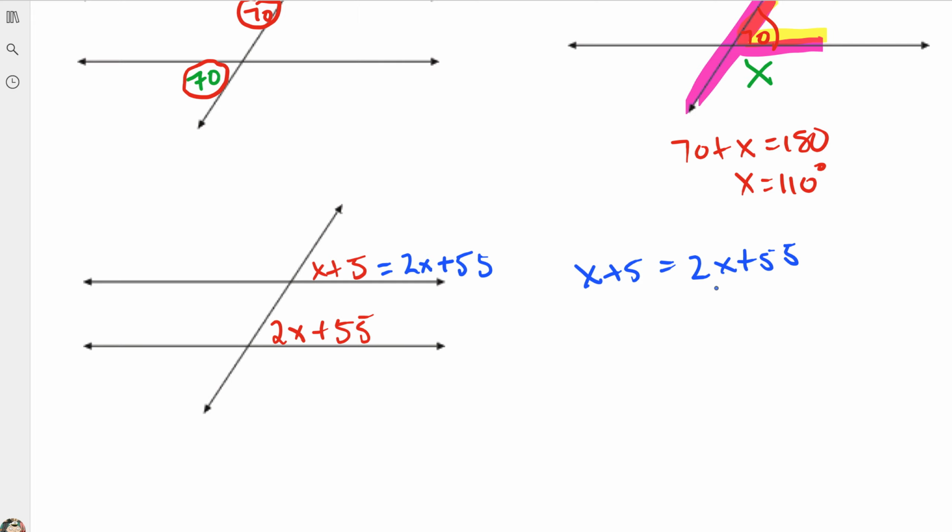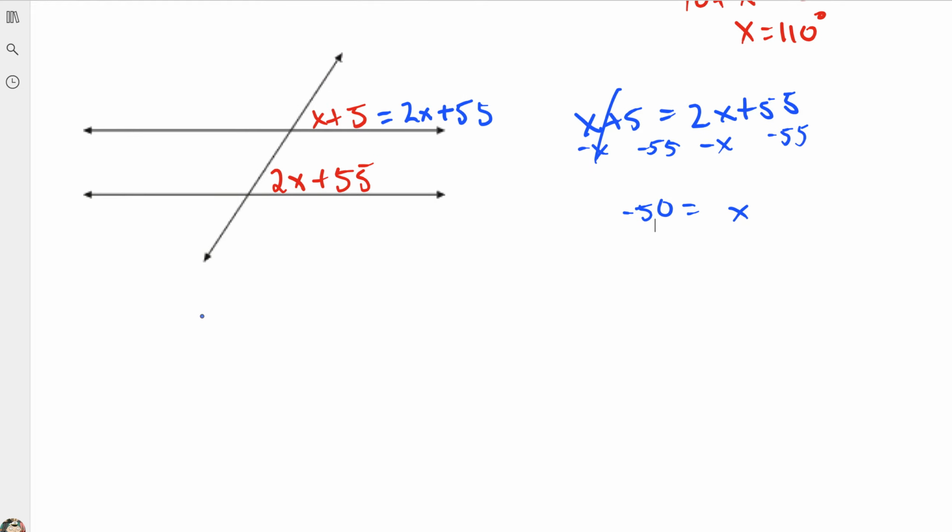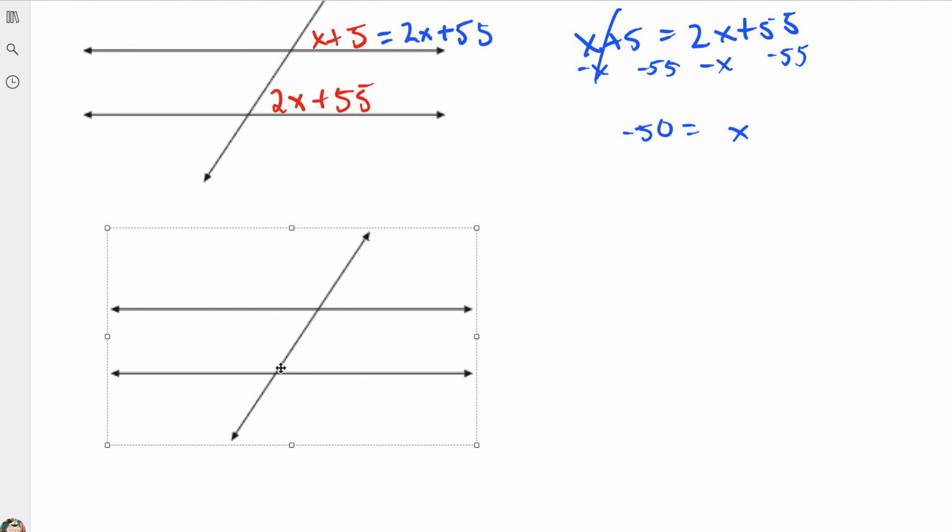We get the variable alone. So I'll subtract x on both sides, and then I'll subtract 55, and x will be negative 50. Now, that's not possible to actually have a negative angle, but I just made that problem up. Correct setup and correct solving. What if it looks like this?